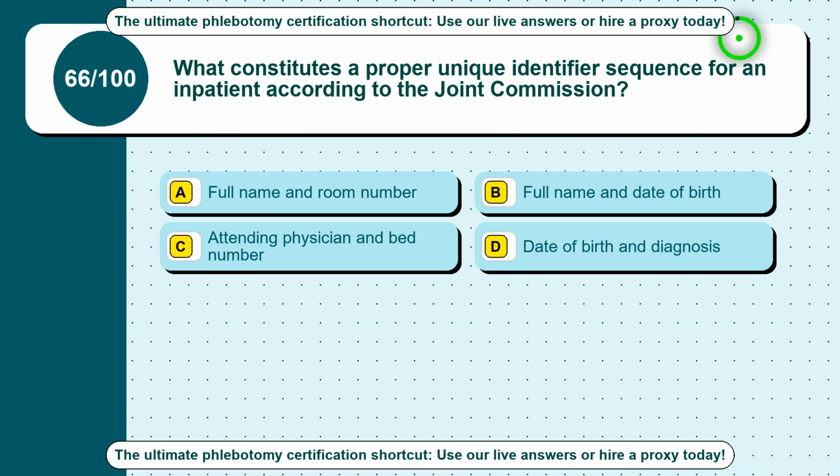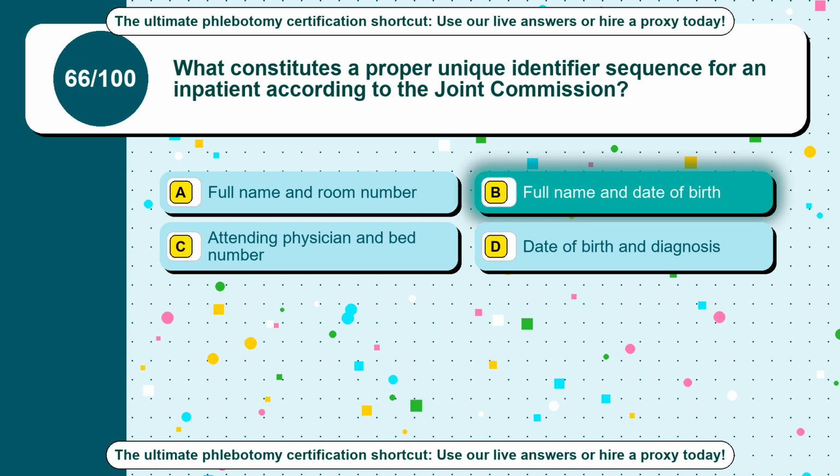Question 66. What constitutes a proper unique identifier sequence for an inpatient according to the Joint Commission? Option A, full name and room number. Option B, full name and date of birth. Option C, attending physician and bed number. Option D, date of birth and diagnosis. The correct answer is option B, full name and date of birth.